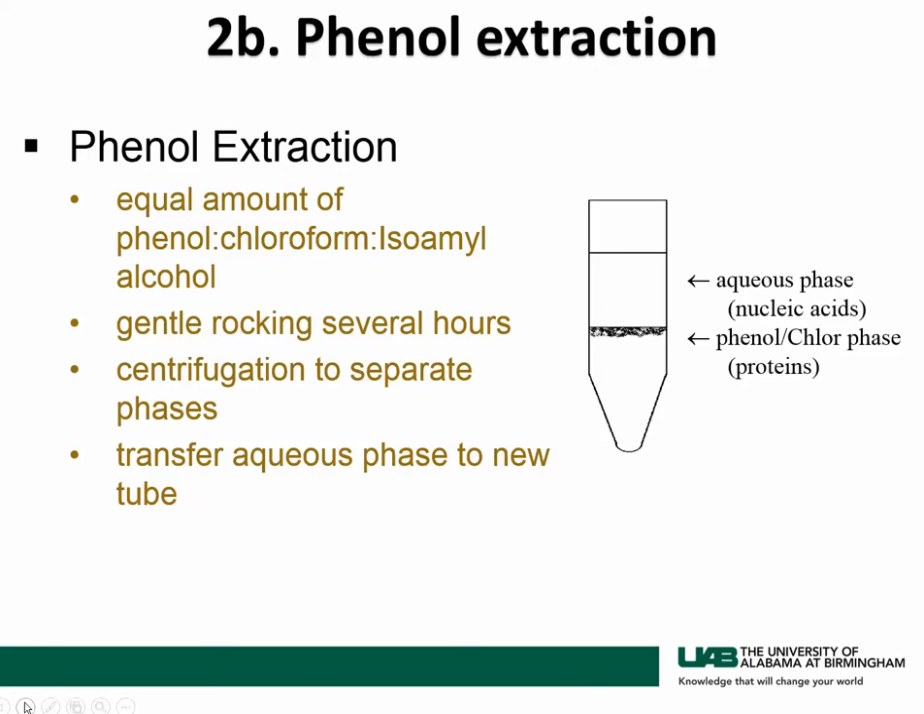The addition of phenol chloroform isoamyl alcohol is followed by gentle rocking for a number of hours. Really, for smaller amounts of lysate, all you do is mix equal amount and then you vortex gently, and then you centrifuge at maximum speed. Again, if it's in a microcentrifuge tube, you centrifuge at 13,000 times G, and then this will separate the extract into three basic layers.